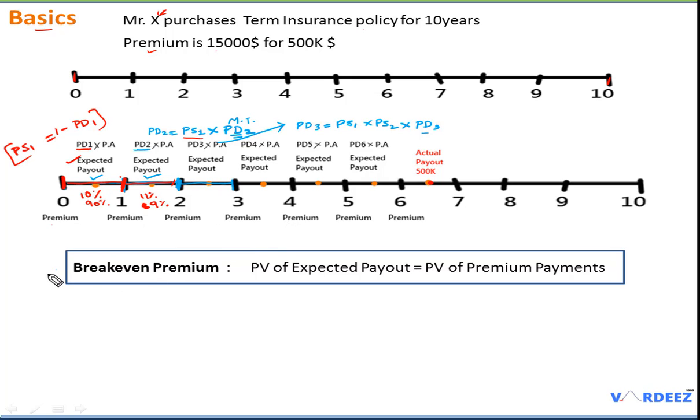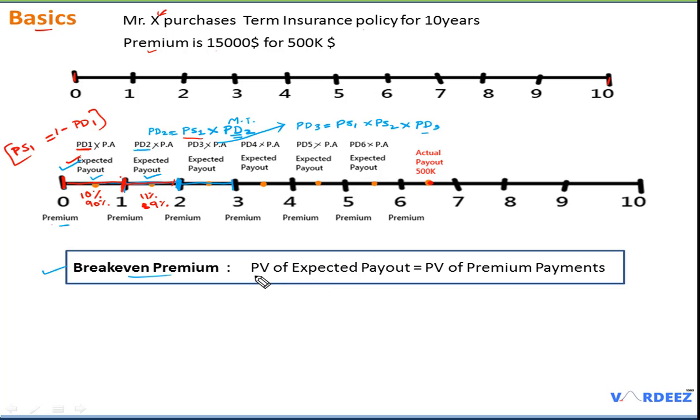And now let's talk about the break-even premium. This is the question that we are making this video for. So break-even premium, now what exactly is this? This is the premium wherein we match the cost. This expected payout is the cost to the insurance company, and the premium is something that the insurance company receives, right? So we are matching this cost to this premium, and that is known as the break-even premium.